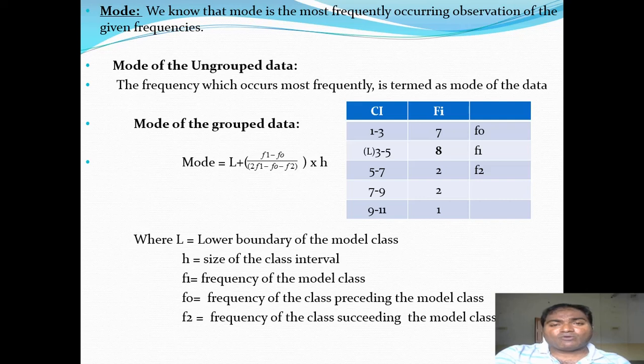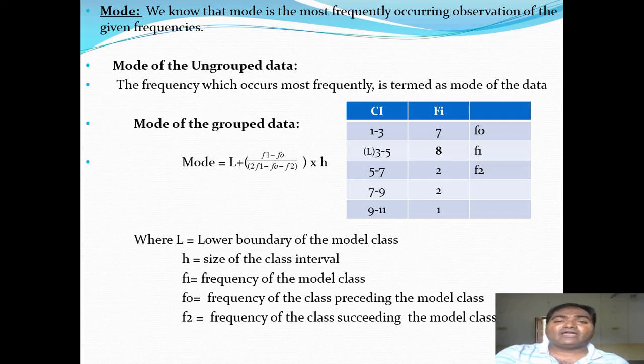So in this way we are going to find the mode. With an example, I can make you understand better. For now, just try to understand L plus f1 minus f0 by 2f1 minus f0 minus f2 into h. This is the formula for grouped data. And what is the formula for ungrouped data? There is no specific formula. The only thing we have to do is check which is the maximum repeating observation, that is known as the mode of ungrouped data. For grouped data, L plus f1 minus f0 by 2f1 minus f0 minus f2 into h.